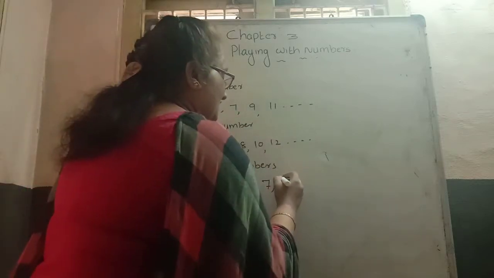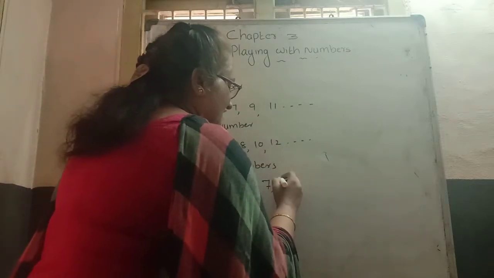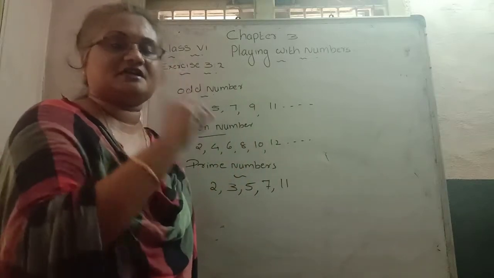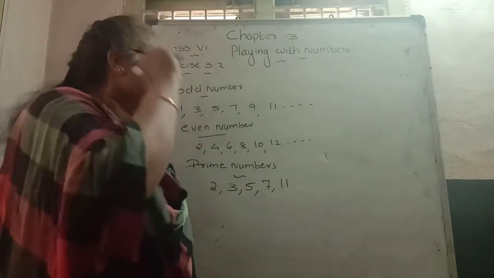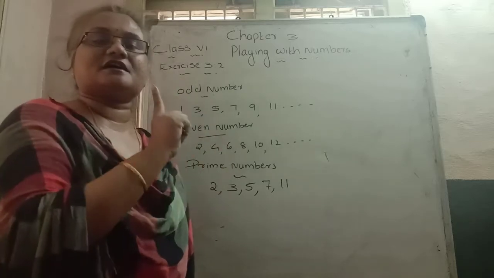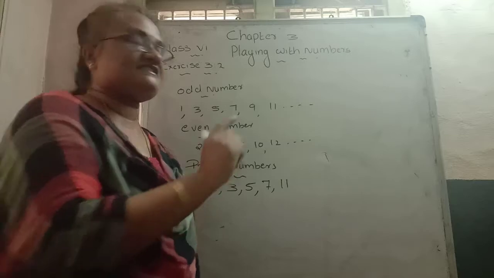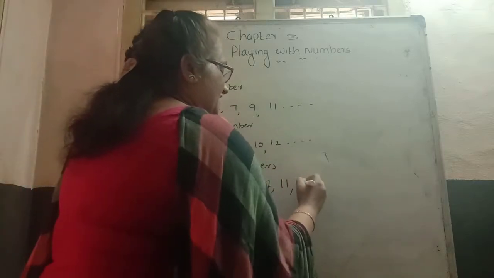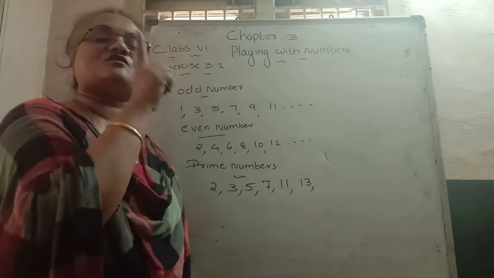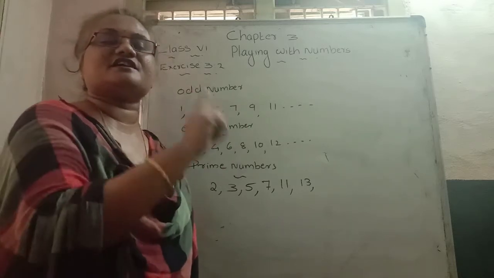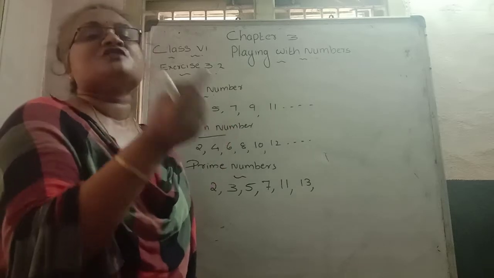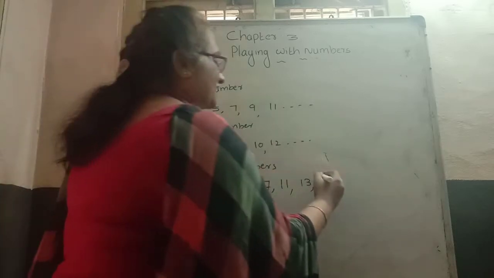The next prime number is 11, not 9. 9 is not a prime number; we will discuss that next. 11 comes as an answer in the 1 table and 11 table, so 11 is a prime number. Then the next prime number is 13. 1 into 13 is 13, 13 into 1 is 13. So 13 is a prime number.